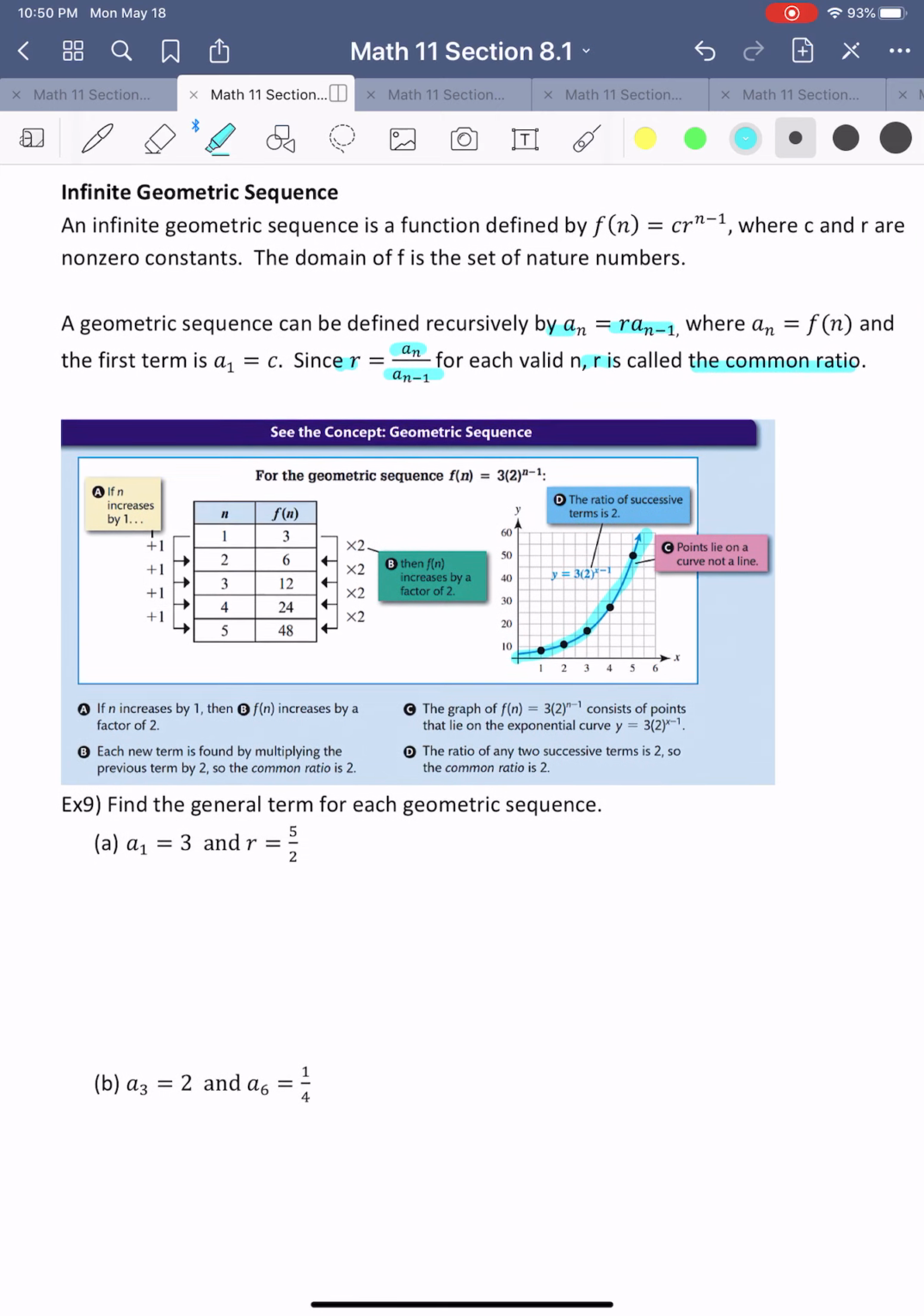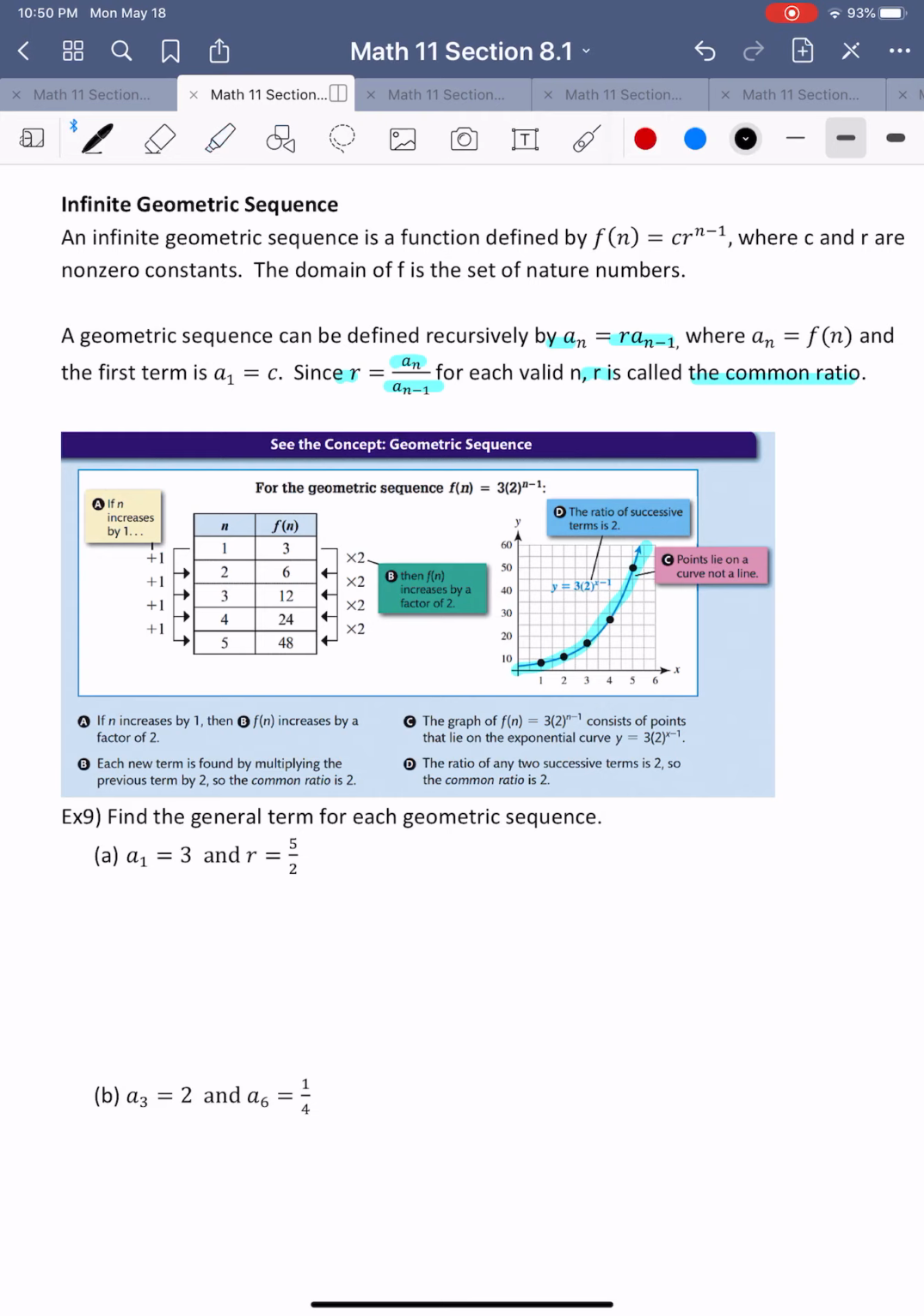So find the general term of each geometric sequence we have here. The formula is a sub n equals c times r to the n minus 1. So the general term has a sub 1 of 3 and r of 5 over 2, to the n minus 1 power. So that's all.